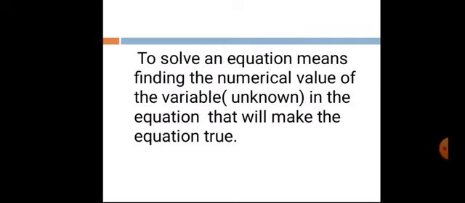And solving equation, what does it mean? To solve an equation means to find the numerical value of the unknown. That is the variable you have in your equation. When you are asked to solve an equation, it means get the numerical value of the unknown. The numerical value of the unknown that makes the equation true is what gives the solution to our equation. That's what solving means.